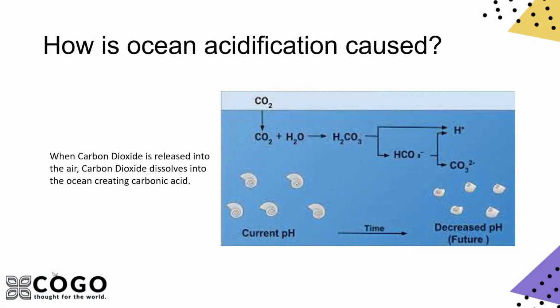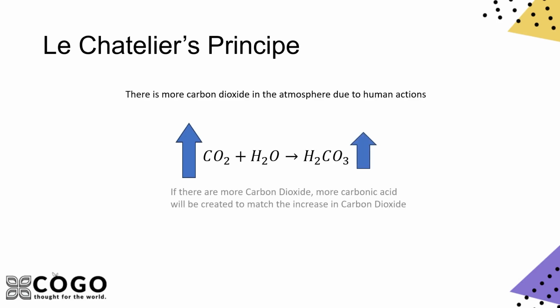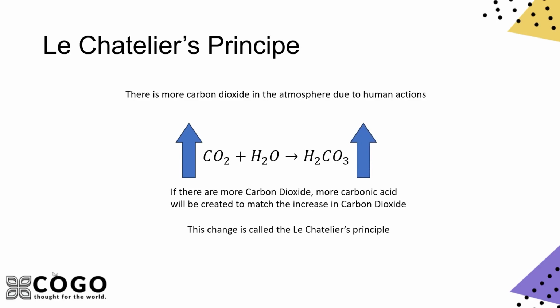How is ocean acidification caused? Well, when carbon dioxide is released into the air, carbon dioxide dissolves into the ocean, creating carbonic acid. Using Le Chatelier's principle, there's more carbon dioxide in the atmosphere due to human actions, which means that if there's more carbon dioxide, more carbonic acid will be created to match the increase in carbon dioxide. This change is called Le Chatelier's principle.